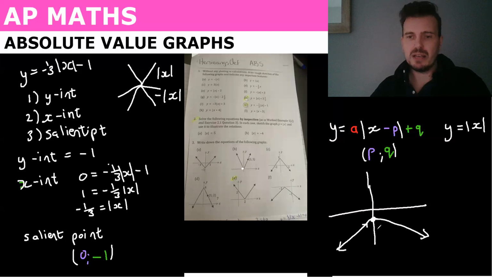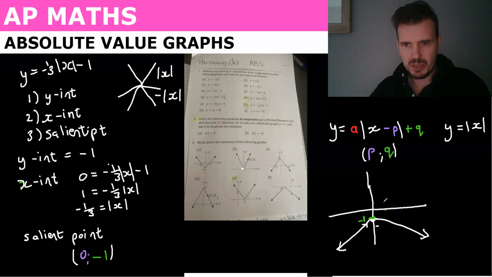Now, the teacher might want another point. Since the salient point is -1, I'm just going to mark -1 here, which is the y-intercept. What you could do is simply substitute in a value of x. Say we put in 1. So -1/3 times 1 will be -1/3, minus 1 will be -4/3.